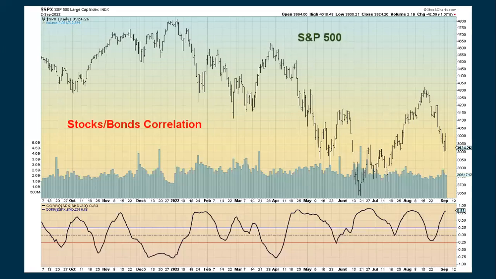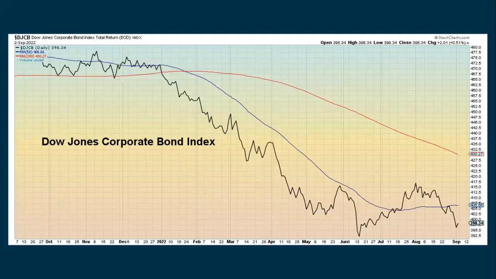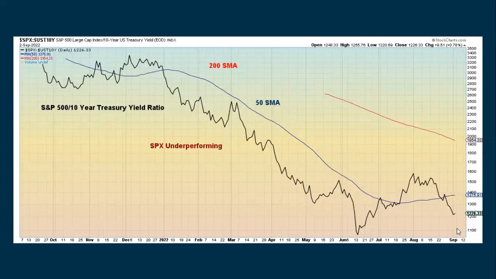Here's the correlation between stocks and bonds, and they're in a pretty solid relationship now where they're going in the same direction. So if bond prices are going down and stocks are going down, or if they're both going up together. Here's the Dow Jones Corporate Bond Index, which had been showing some improvement, but is now showing some weakness, even though it was up on Friday. Here is the S&P 500 to the 10-year yield, where the S&P had been underperforming the rise in interest rates, started to try to change that scenario, but now has gone back to that scenario again.